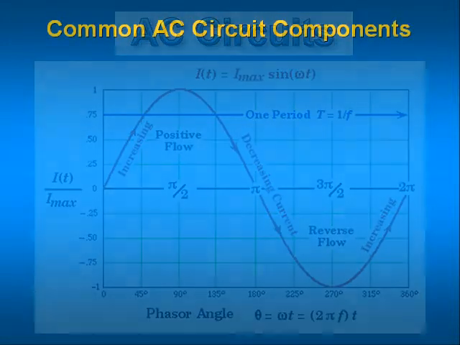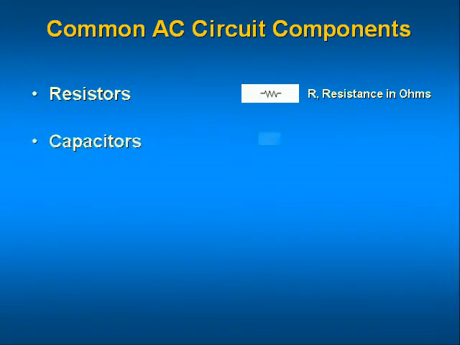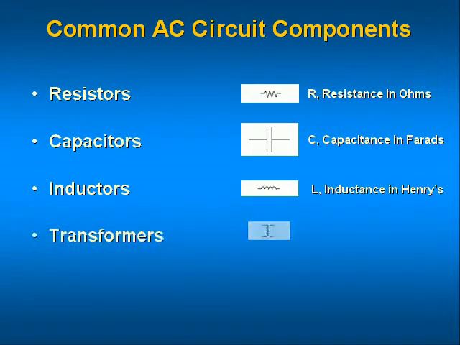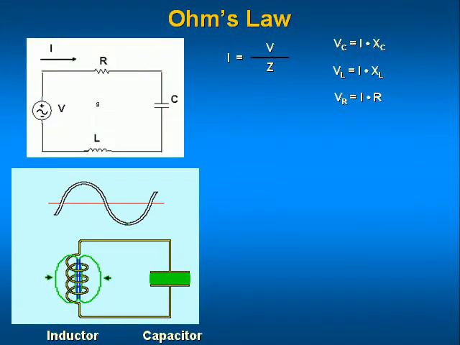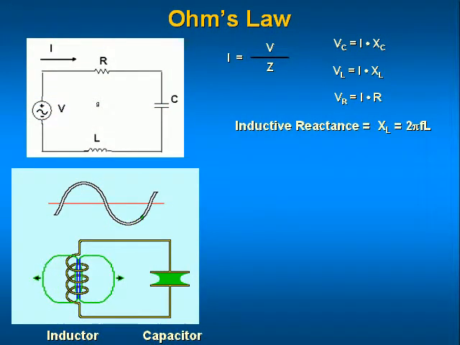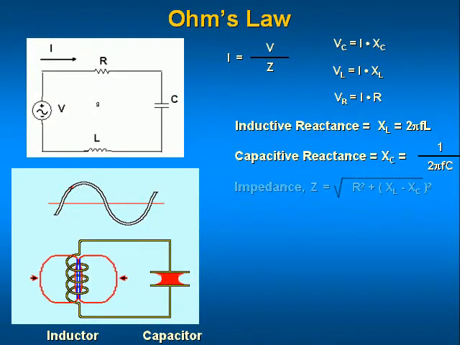Common AC circuit symbols consist of resistors, capacitors, inductors, transformers, and AC power sources. Capacitors and inductors store energy in a circuit. As a circuit operates, these energy-storing components exchange energy with other components in the circuit.